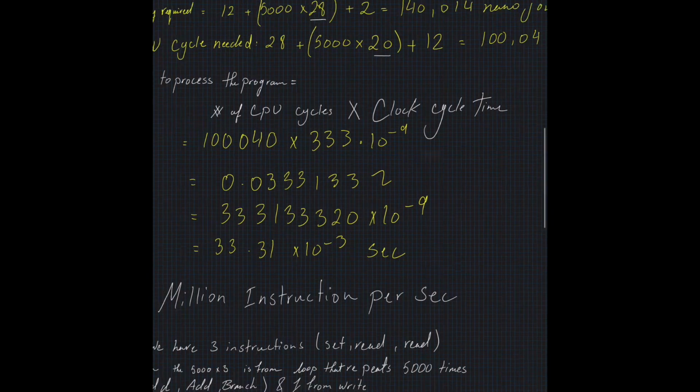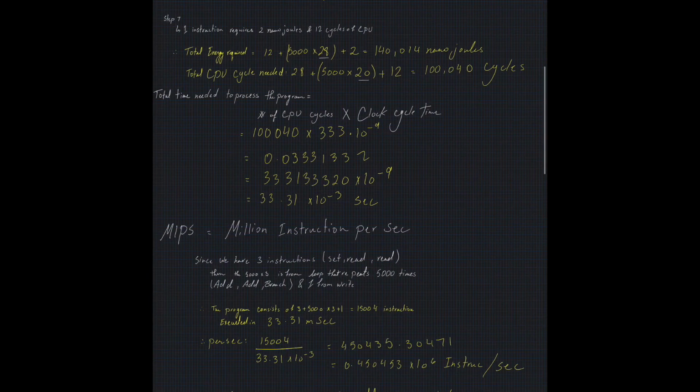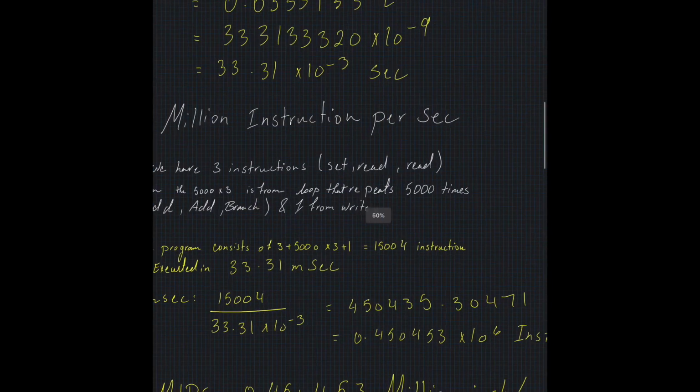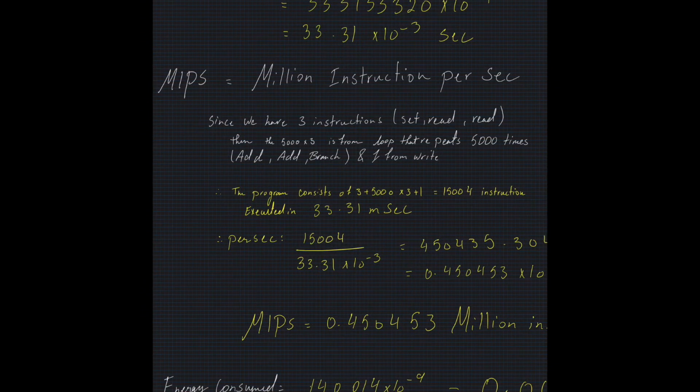And then for the total time needed to process the program, it's the number of CPU cycles multiplied by clock cycle time. And as you can see, after I did the equation, I got 33.31 multiplied by 10 to the negative 3 seconds.